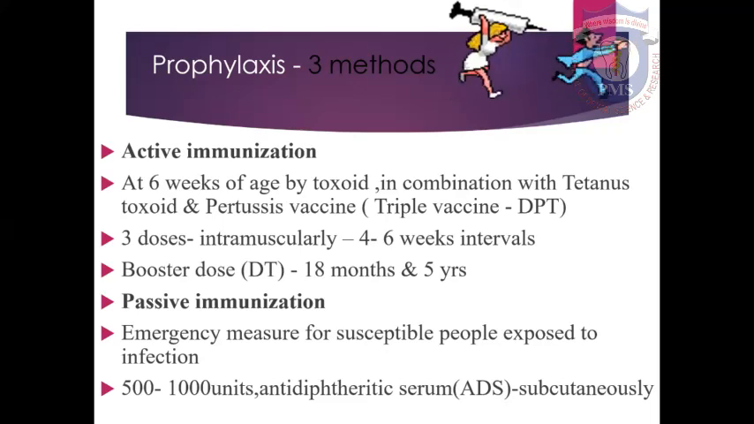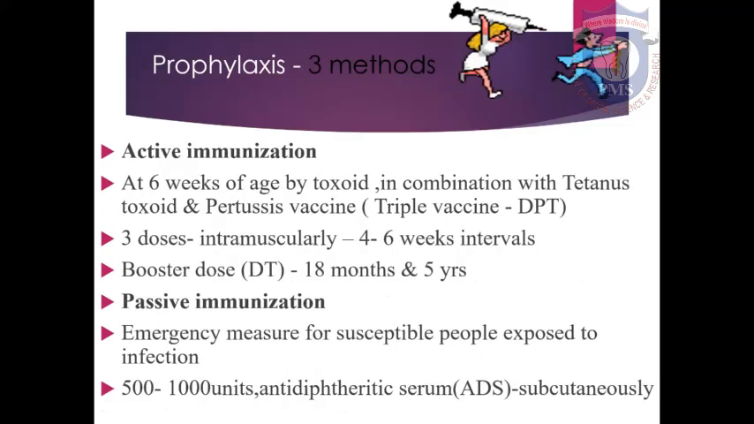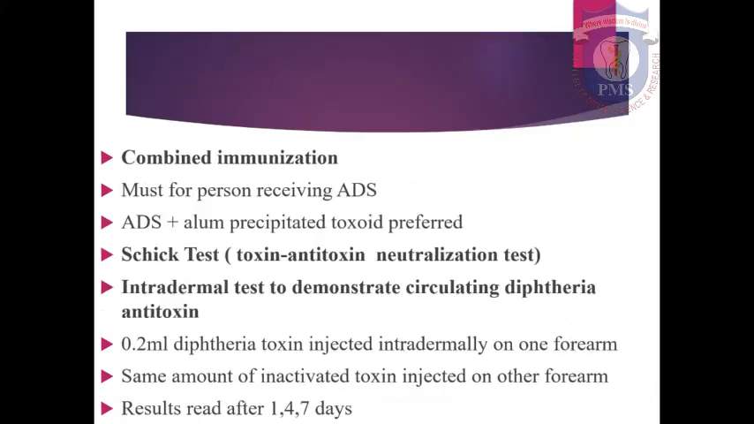Then coming on to passive immunization, an emergency measure for susceptible people exposed to infection: 500 to 1000 units of anti-diphtheritic serum, ADS, is given subcutaneously. Then combined immunization is for a person receiving ADS, plus alum precipitated toxoid is preferred. That is, anti-diphtheritic serum plus alum precipitated toxoid is preferred in combined immunization.